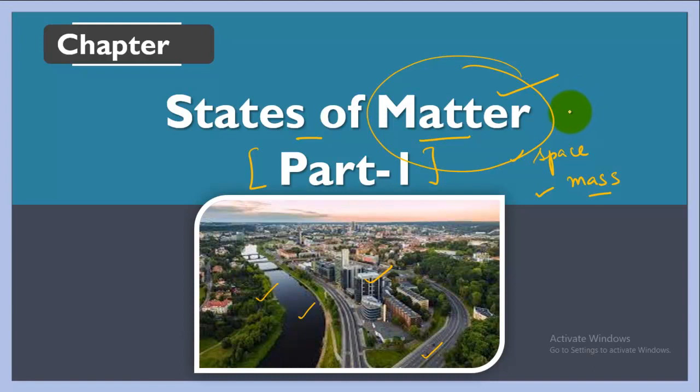So in this chapter we are going to study what exactly matter is. We'll focus on examples also, and we'll see what the states are in which matter can exist, and can we interconvert those states or not, and if yes, then what are the factors that actually help in interconverting the states, and lots more about the states of matter. So let's start with this interesting chapter.